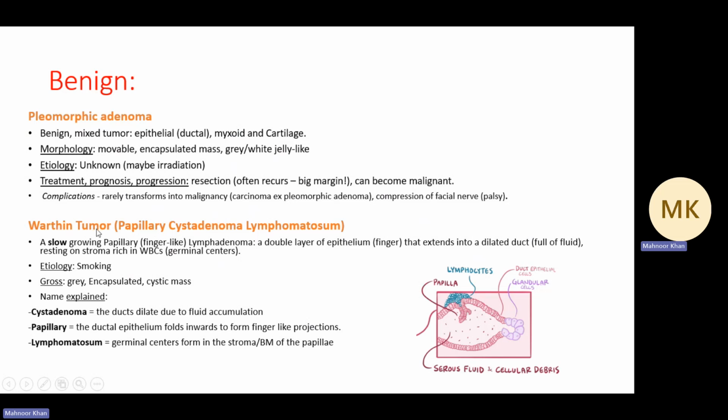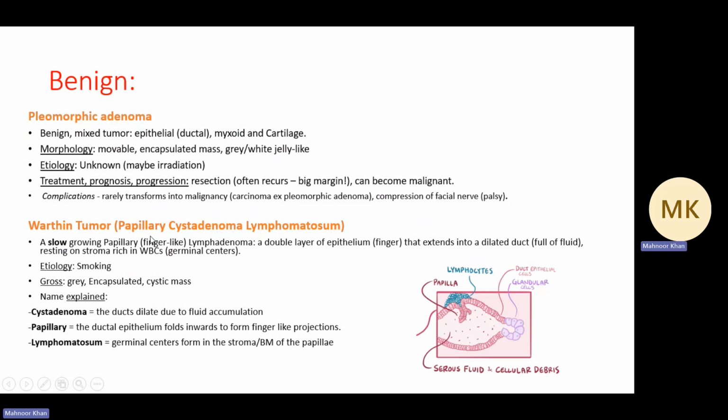But even if you mention the name Wharton's tumor, the examiner will understand, but they will want to hear what it consists of. So it's a slow growing, papillary, finger-like, sort of like lymphadenoma. So what does it contain?